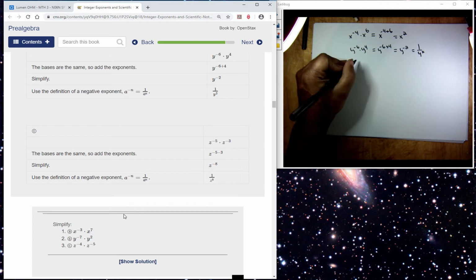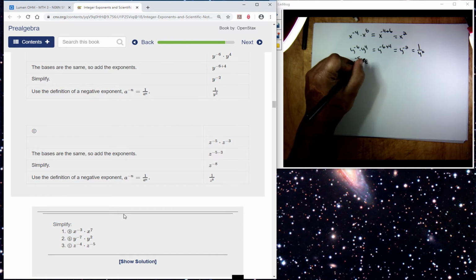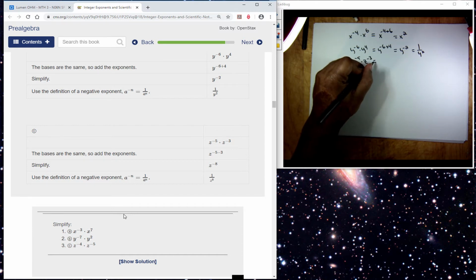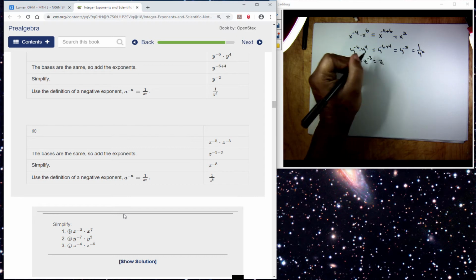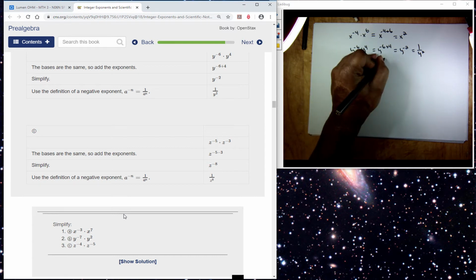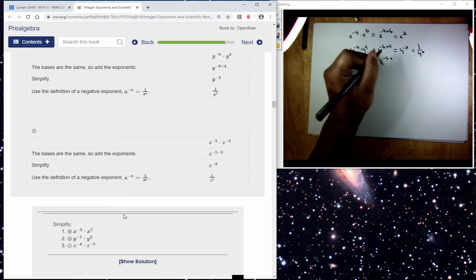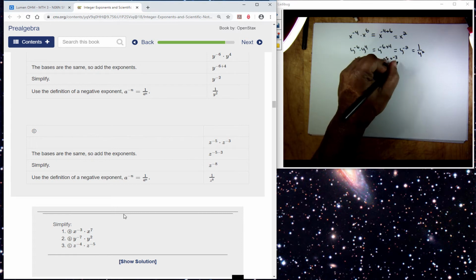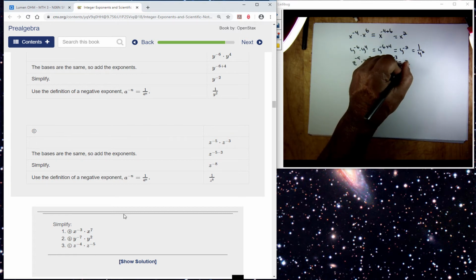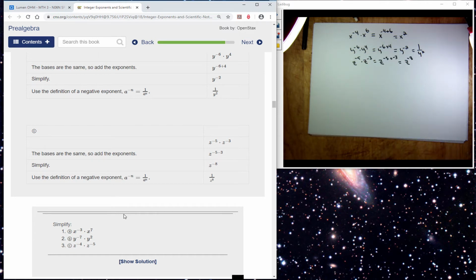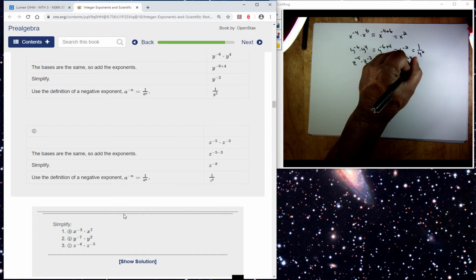Since the bases are the same here, we have z to the minus 5 times z to the minus 3. Since the bases are the same, we can just go ahead and add the exponents. So I have a minus 5 plus a minus 3, which gives me z to the minus 8, which can be rewritten as 1 over z to the 8th.